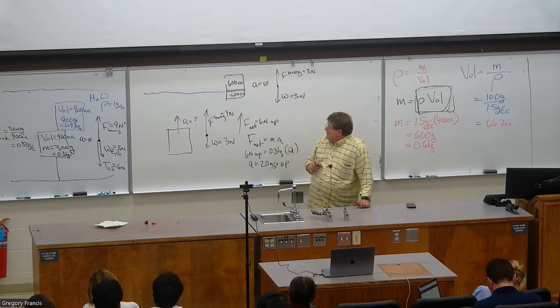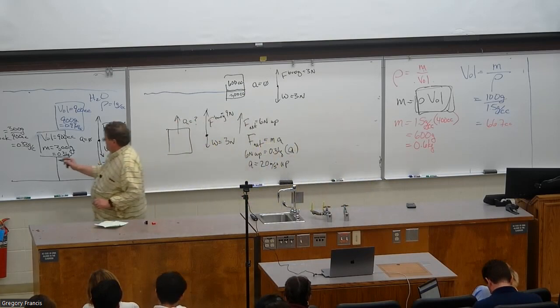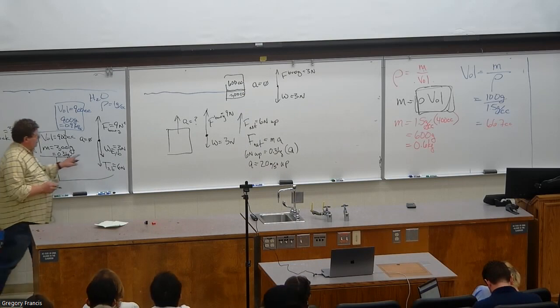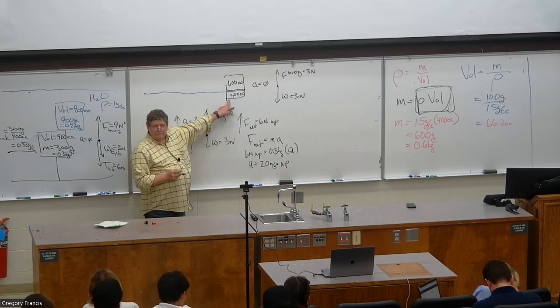Okay. Now, that makes sense because we said the density of this block was 1/3 of the density of water. And so when it floats, only 1/3 of its volume is submerged.